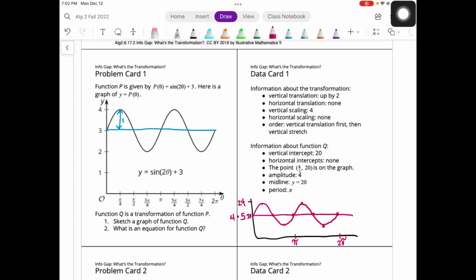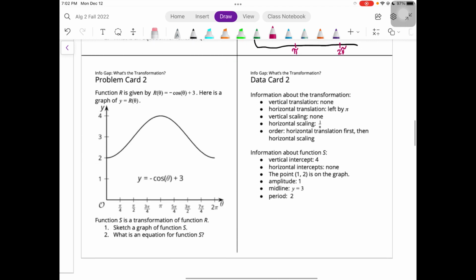So our function is going to be, remember it's q, so q of theta is equal to, and we had our original sine of 2 theta, and it was plus 3, but we moved up 2, so plus 5, but then we multiplied the whole thing by 4 because it was a vertical scaling, so we're multiplying the entire output by 4.